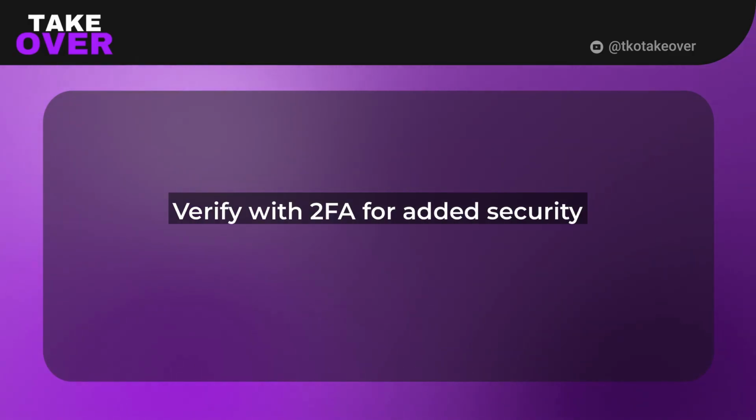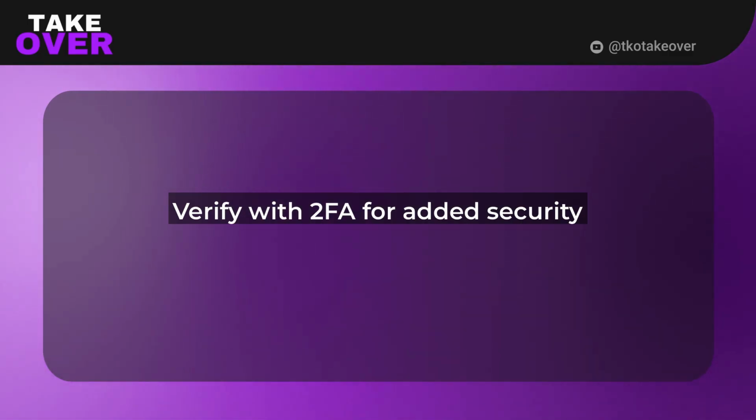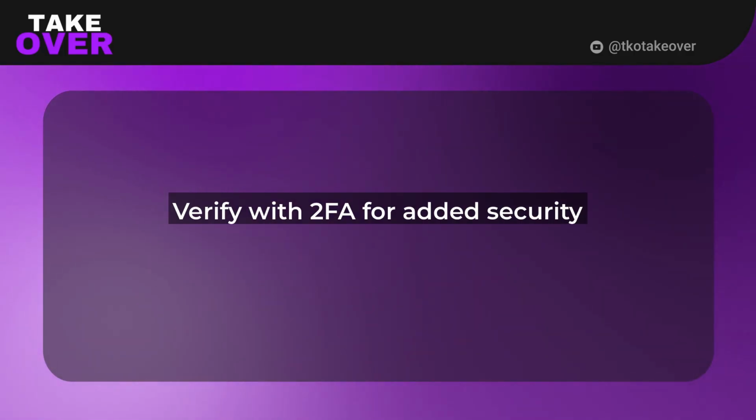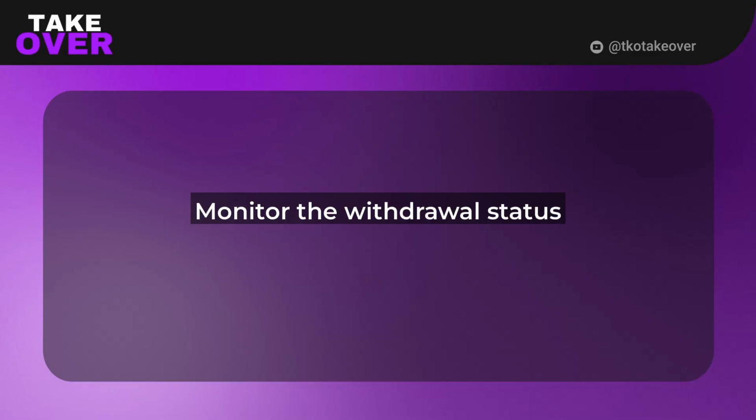Processing times can take from a few minutes to a couple of days, depending on your bank and network congestion. Keep an eye on your transaction status in the Binance app or website. And there you have it. That's how you withdraw USDT to Fiat on Binance in 2025. Always stay updated with Binance's policies, as things can change.